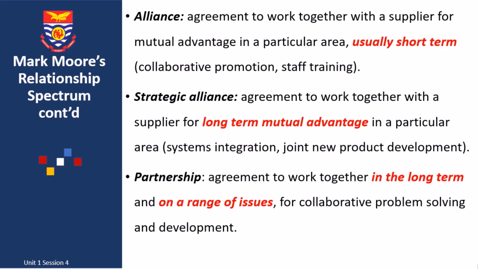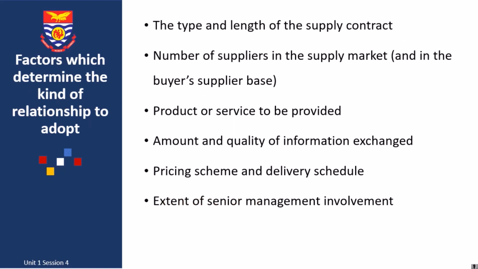Then we have partnership, which is also long-term in nature, but buyers work together on a range of issues for joint advantage. Then we move on to factors which determine the type of relationship to adopt. So there is no single relationship that is best, but the type of relationship, depending on the spectrum, is determined by several factors, and one of them is the type and length of the supply contract.